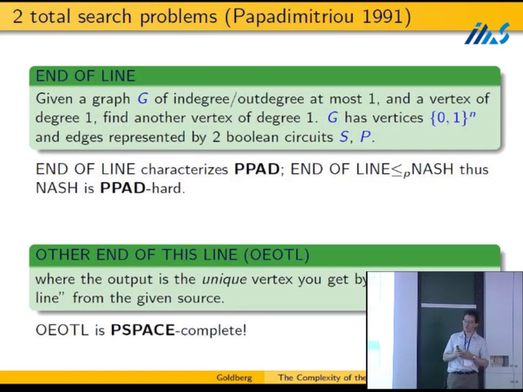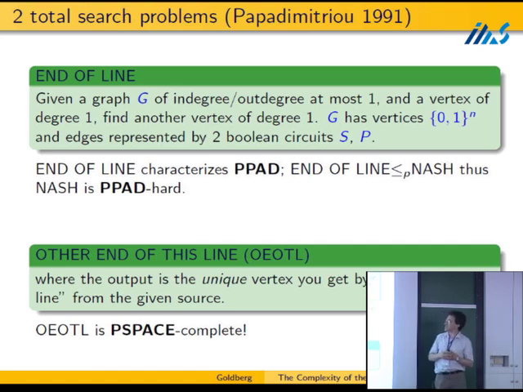So where does this PSPACE-completeness come from? It comes from two related problems. The PPAD-completeness of finding an unrestricted Nash equilibrium envisages making a reduction from the problem End of Line to the problem Nash, of solving a two-player game.